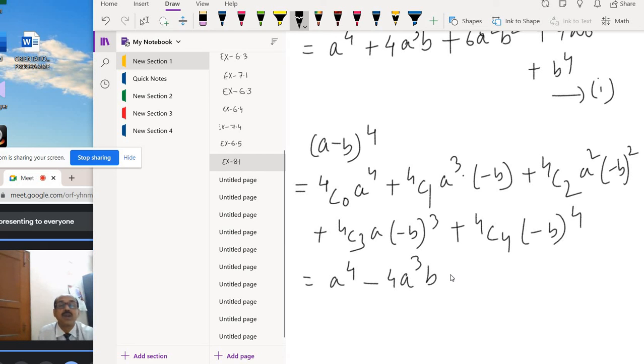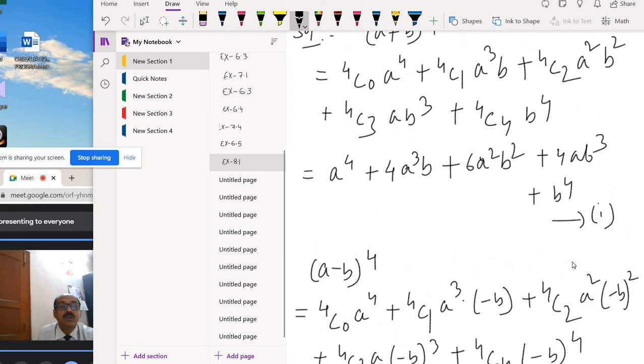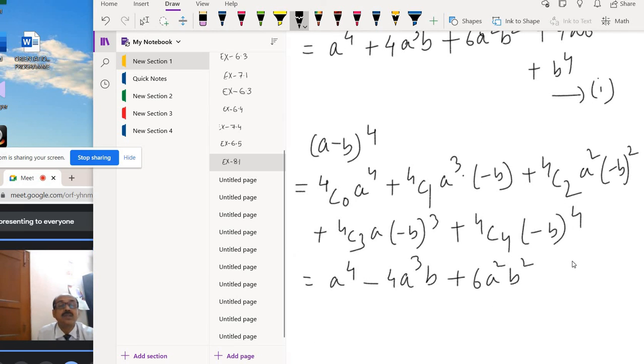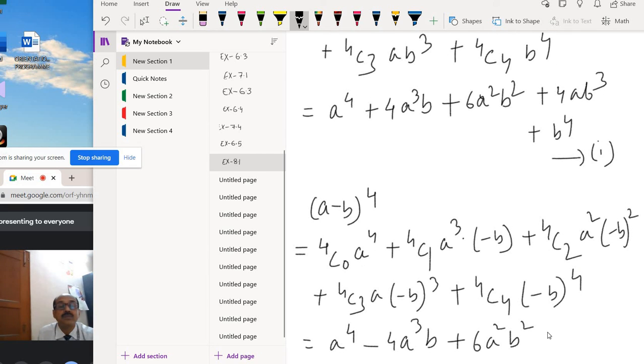The next one, plus minus b whole square, plus 6a square b square. Minus b square is b square only, so it will be 6a square b square. Then minus 4ab cube, because minus b cube is equal to minus b cube only, so it will be minus 4ab cube plus b to the power 4.